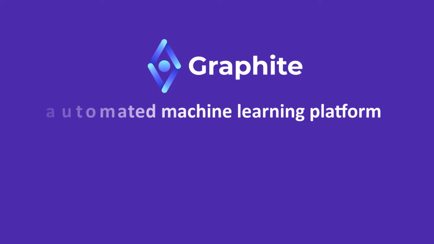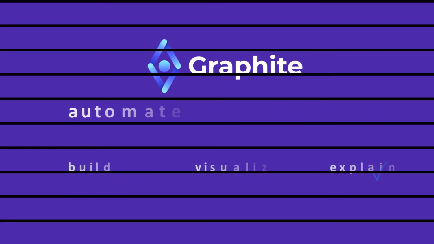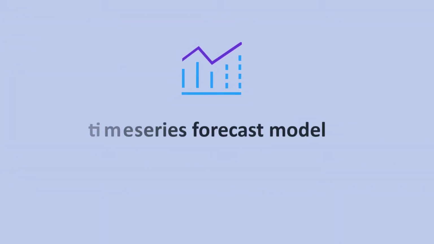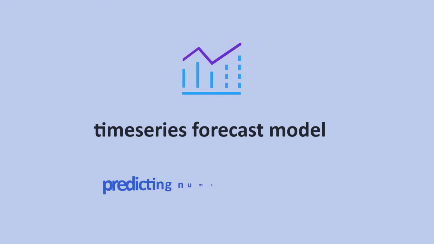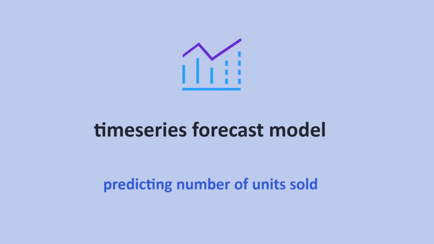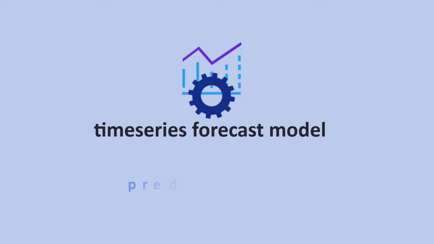Graphite is a no-code platform to build, visualize, and explain machine learning models for real-world business problems and use cases. Today, I'll walk you through a really simple time series forecast. We are going to build a machine learning model predicting the number of product units sold in the future, based on historical data, without writing a single line of code.